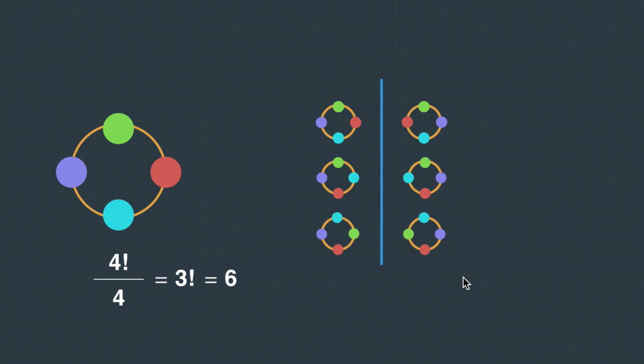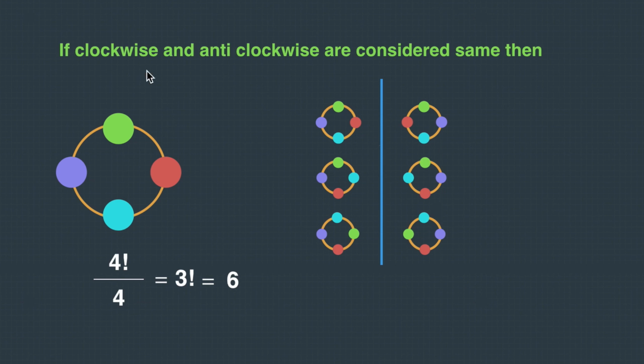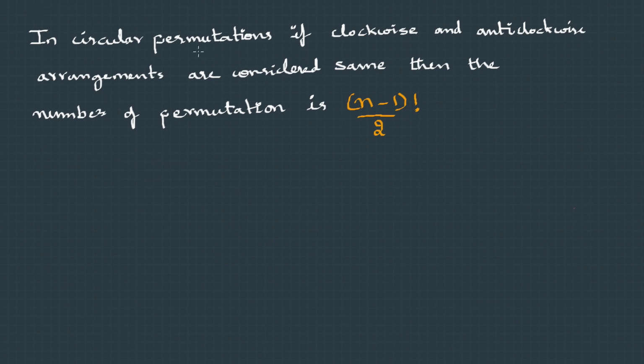So in the question, if they say the clockwise and anti-clockwise are considered same, then what we do is we discard half of the set by dividing the number of permutations by 2, which becomes 3. We can generalize this as, in circular permutations, if clockwise and anti-clockwise arrangements are considered same, then the number of permutations will be n minus 1 factorial divided by 2.